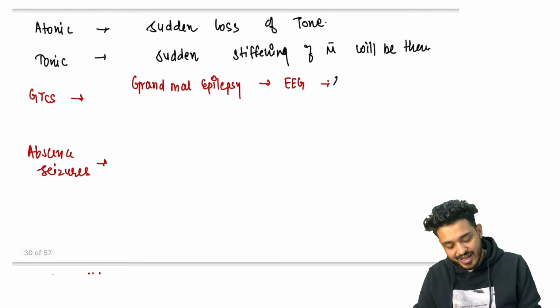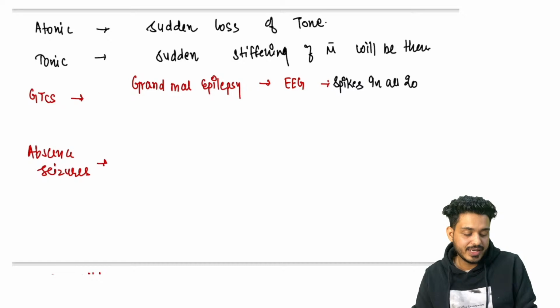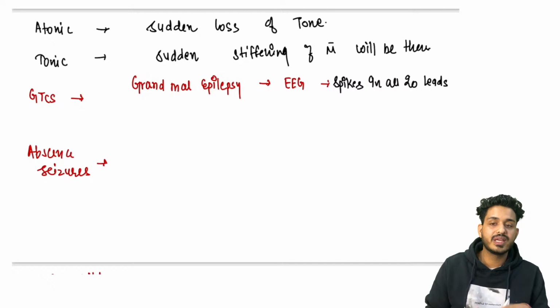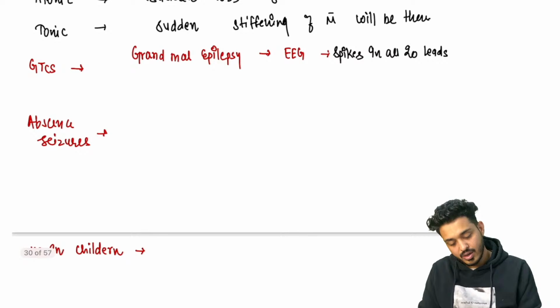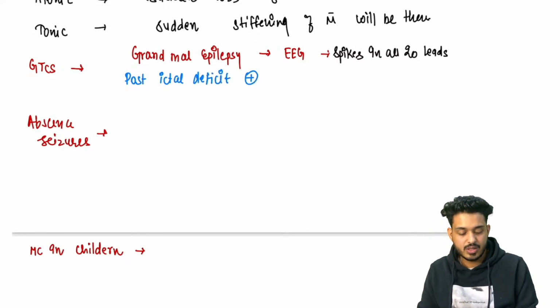Okay, so you will be having spikes in all 20 leads. So GTCS में generalized tonic clonic seizure, you will be having grand mal epilepsy, you will be having spikes in all the 20 leads. Okay, और क्या important बात है इसमें? Here you will be having post ictal deficit. Seizure के बाद में there will be neurological deficit present. Okay, treatment के लिए क्या दोगे? Drug of choice will be valproate.